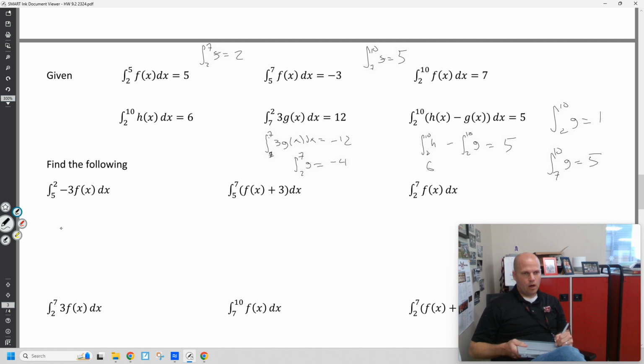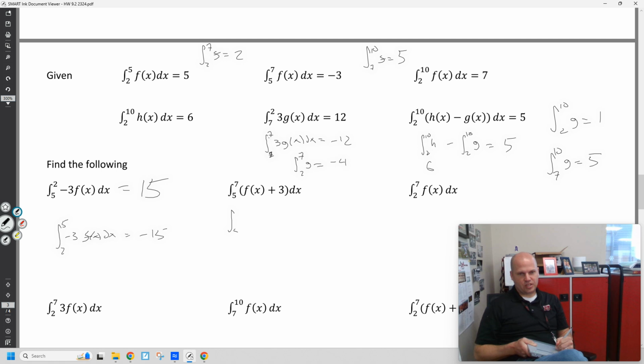All right, I'm going to immediately find the answer from 2 to 5 of what I have. That negative 3 just goes off to the side. Don't worry about it. Don't take the antiderivative of it. You have the accumulation from 2 to 5 of f is 5. Multiply it by negative 3, it's negative 15. Take the opposite of it, you got positive 15.